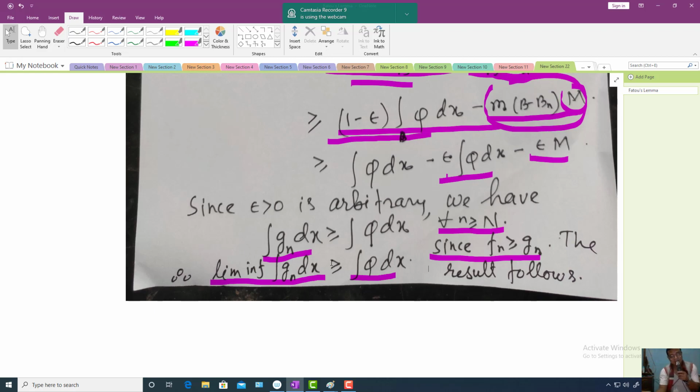As I have already explained, if inequality number 1 holds, the theorem is done. We have divided into two cases. When the integration of phi dx is equal to infinity, in that case inequality number 1 holds. When the integration of phi dx is finite, inequality number 1 also holds. So then the theorem is over.